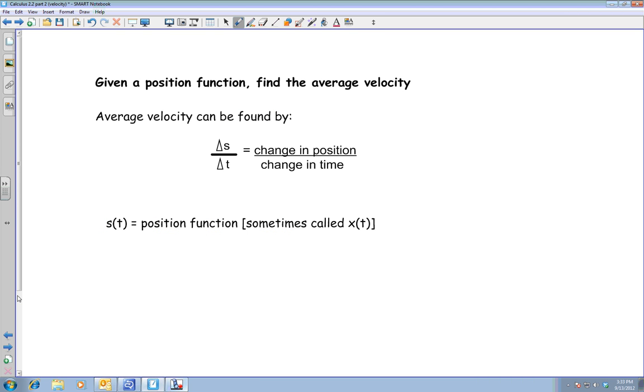Okay, given a position function, find the average velocity. Average velocity can be found by this equation. Remember what this means: the change in s, or the change in my position, over the change in time. That's what we're going to use anytime we're asking for average velocity: the change in position divided by the change in time. And just remember, s of t is my position function. So let's look at example 1.